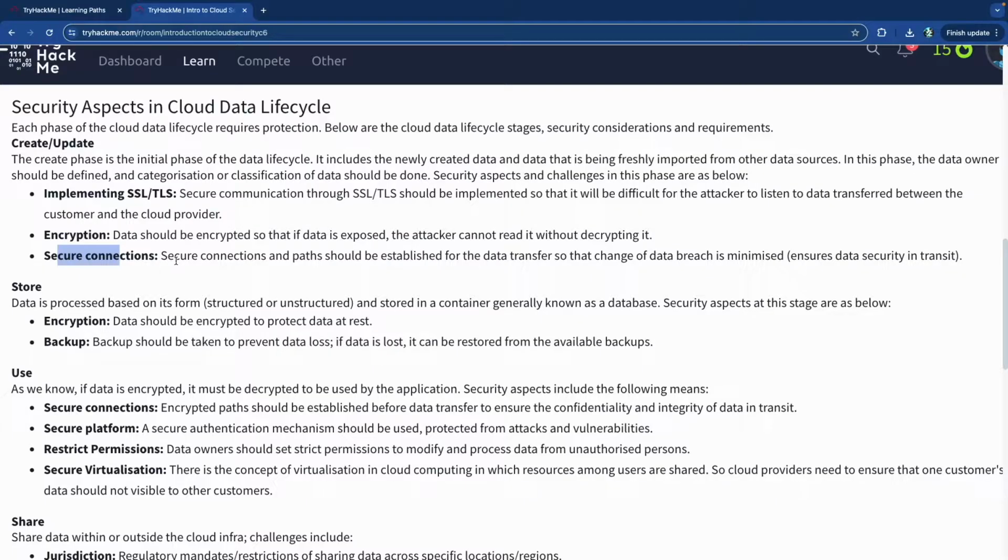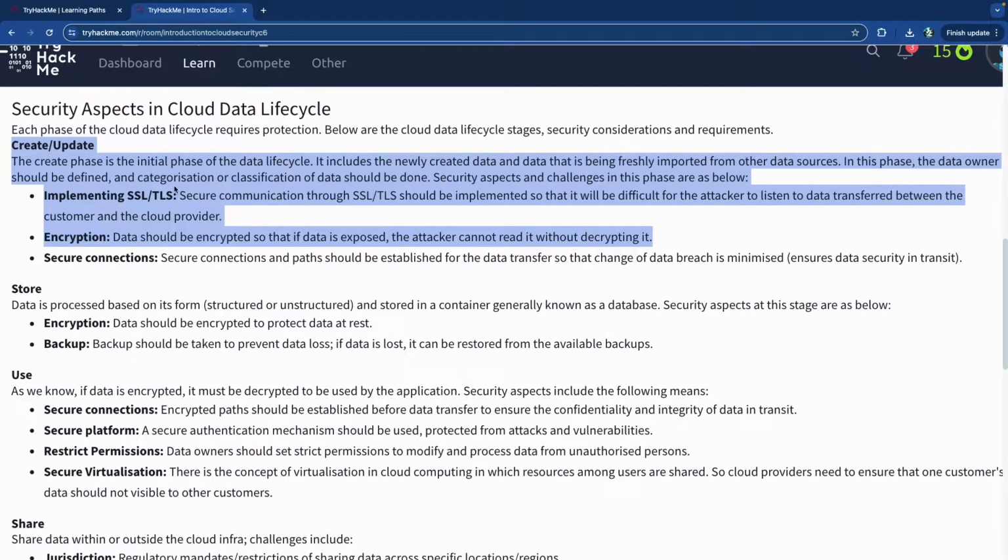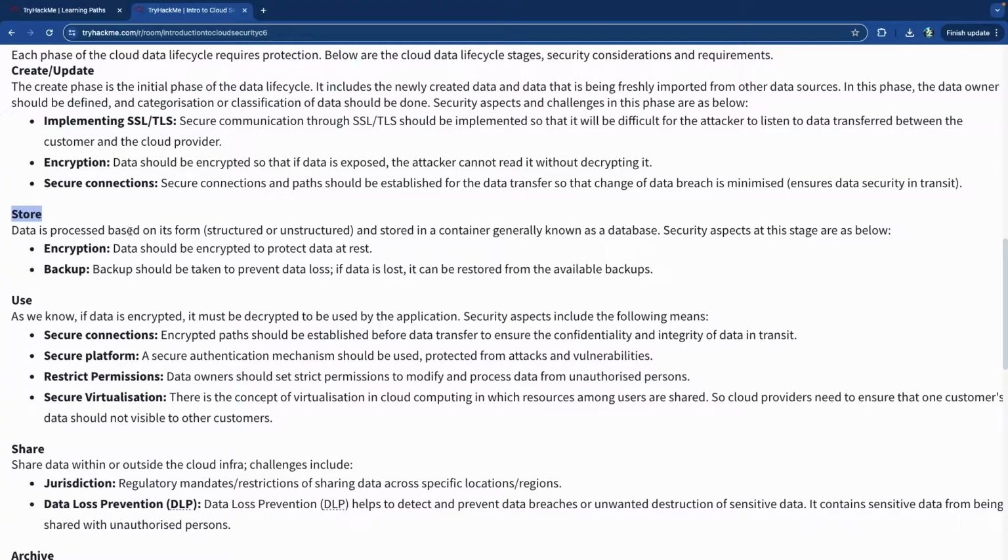And then finally, you have the secure connection between you and the cloud provider so that the exposure of data in transit is minimized and there is no worry about somebody listening in on your communication with the cloud service provider while you are creating or updating your data sets. And then when the data is being stored, based on its form, whether it's structured data or unstructured data, and stored in a container generally known as some kind of database, there needs to be encryption of that data and backups happening regularly. Backups can also be referred to as redundancies.